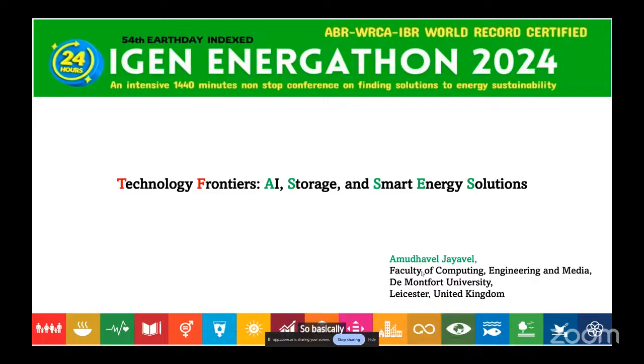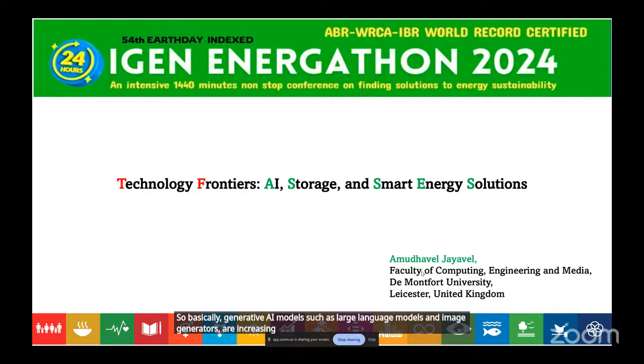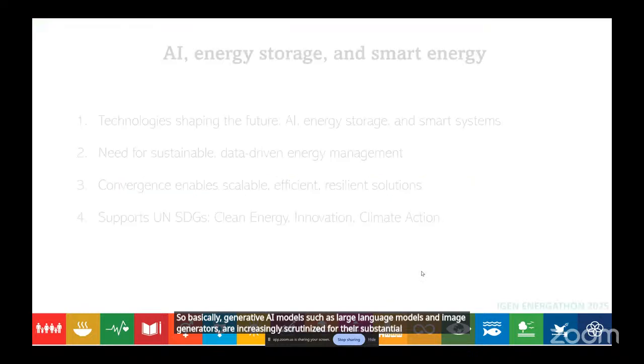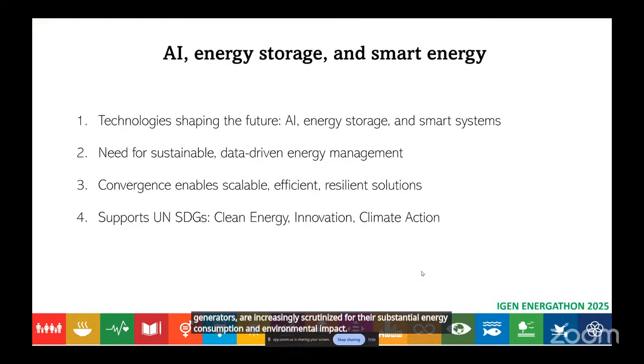So basically, generative AI models such as large language models and image generators are increasingly scrutinized for their substantial energy consumption and environmental impact. Training a single large model like GPT-3, meaning the ChatGPT and Sora and whatever we use nowadays, can consume approximately 1,300 megawatt hours of electricity, comparable to the annual energy usage of about 130 US homes. Similarly, training the Bloom model is estimated to produce around 50 metric tons of CO2, equivalent to multiple transatlantic flights.